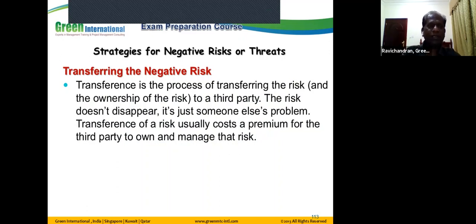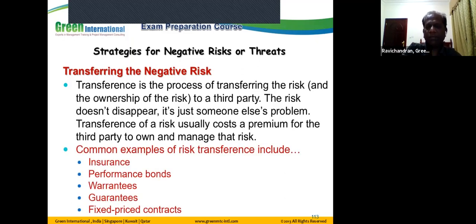Of course, it is not coming free. They are not going to manage this risk for free. They are going to charge you. You are going to pay the premium for it. Common examples of risk transference are insurance, performance bond, warranties, guarantees, fixed price contracts. These all are examples of the risk transference.